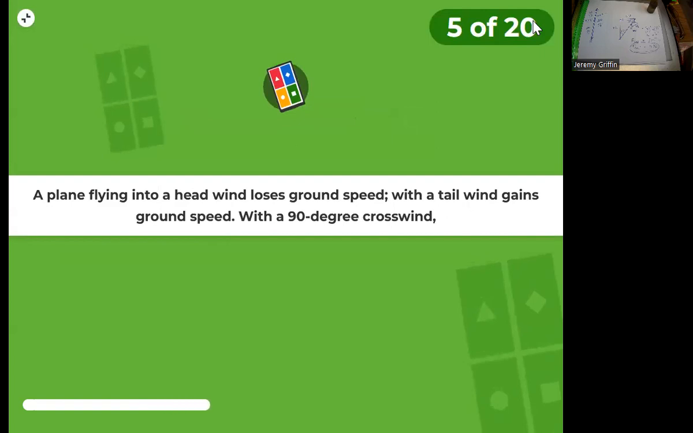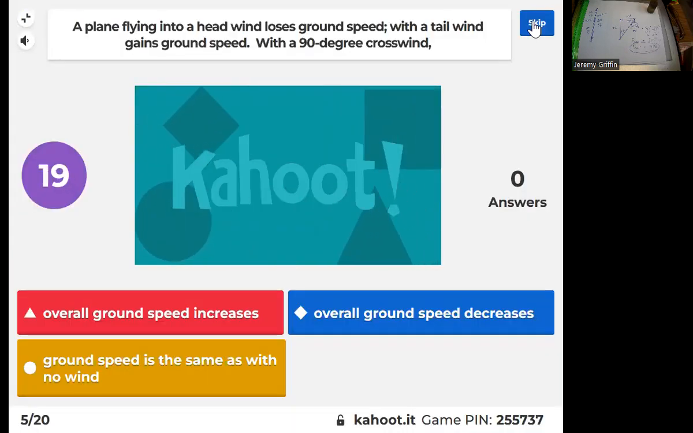A plane flying into a headwind loses ground speed. A plane flying with a tailwind gains ground speed. But what about a 90-degree crosswind? The plane is flying north and it's being blown east at the same time. What happens to its speed relative to the ground?